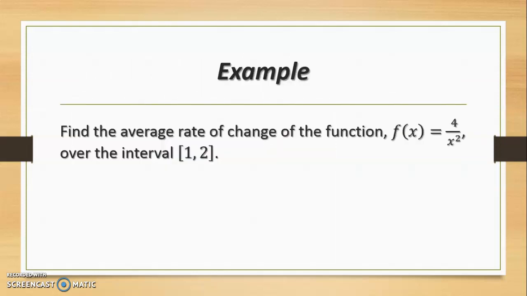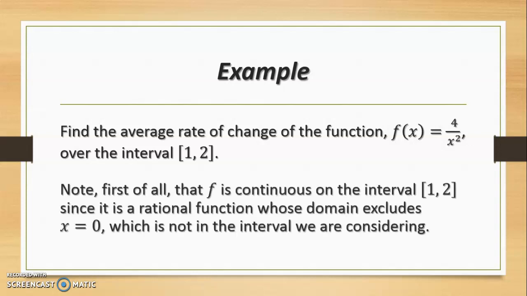For instance, find the average rate of change of the function f(x) equals 4 over x squared over the interval 1 to 2. Note first of all that the function that we are considering is continuous on the interval 1 to 2 itself. It is a rational function. It does have an issue at x equals 0, but this discontinuity is not within the interval 1 to 2 itself.